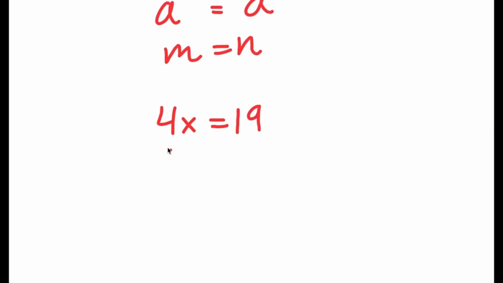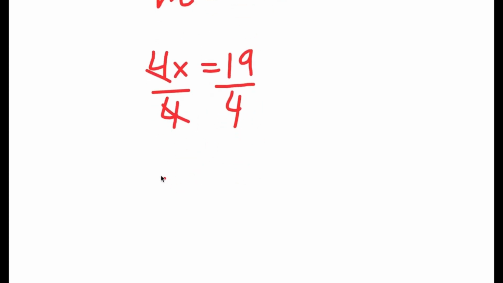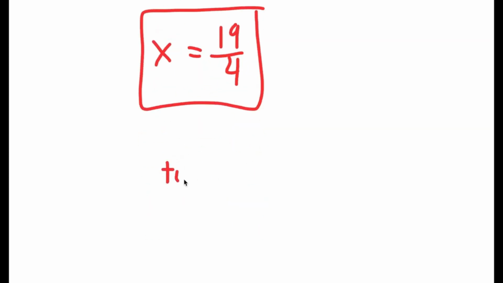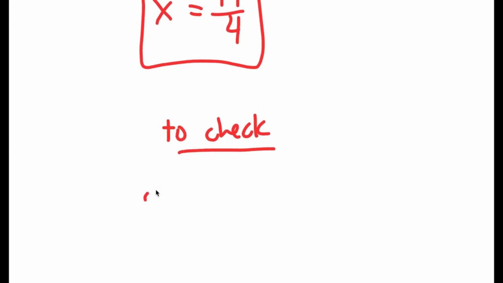Now we have a simple equation here. All I have to do is divide both sides by 4, and I get x is equal to 19 over 4. Now, to check, my original equation was 2 to the power of 20 minus 2 to the power of 19 is equal to 16 to the power of x.